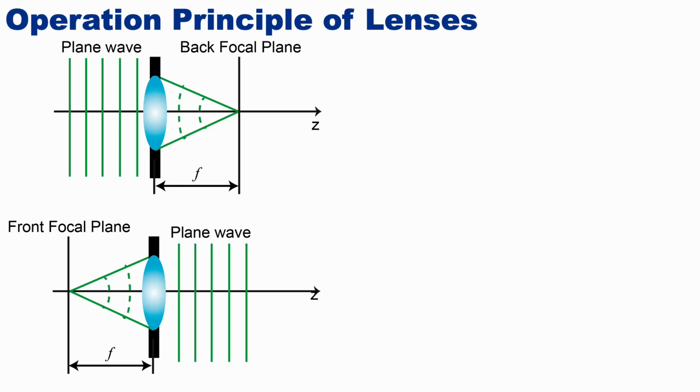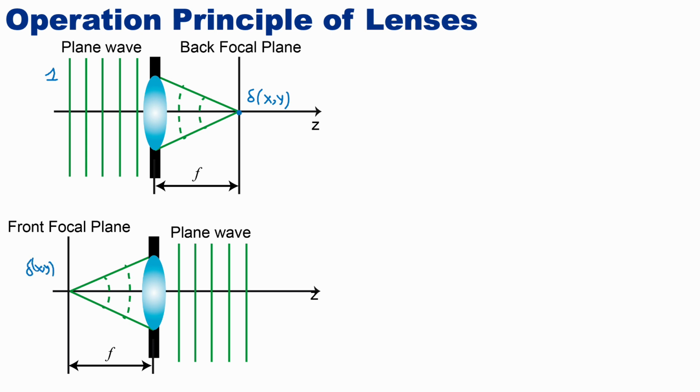All right, so let's talk a little bit about lenses. Let's assume that we have a plane wave, and when we meet a converging lens, the light is going to converge to a point source. When we have a point source, it means that we have a delta function. So whenever a plane wave meets a lens, we're going to have a point source in its back focal plane.